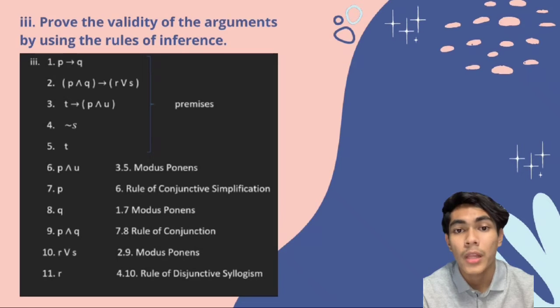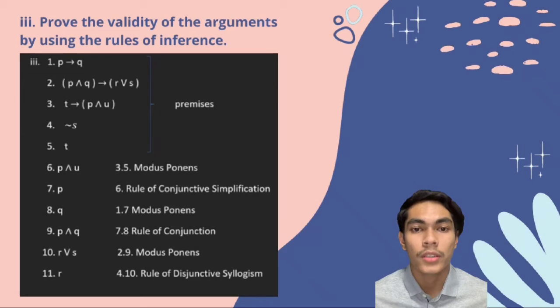Last but not least, we must apply modus ponens again at line 2 and 9 to get R or S. Lastly, to know this argument is valid, we use the rule of disjunctive syllogism and we get R. To answer question 3, I use modus ponens.